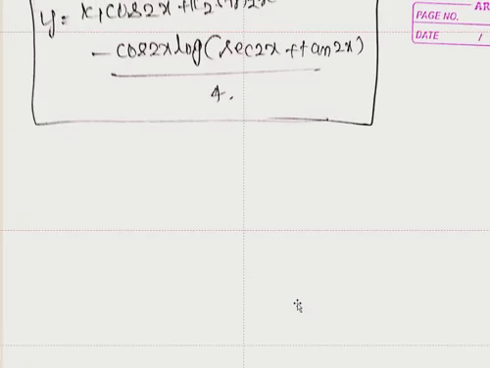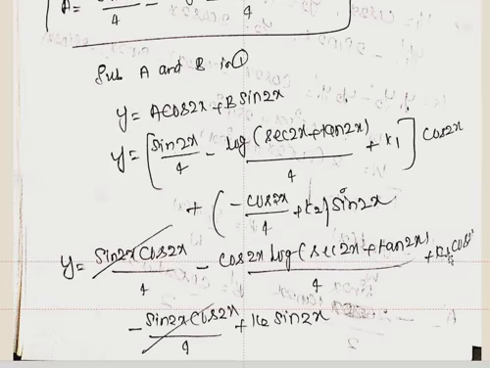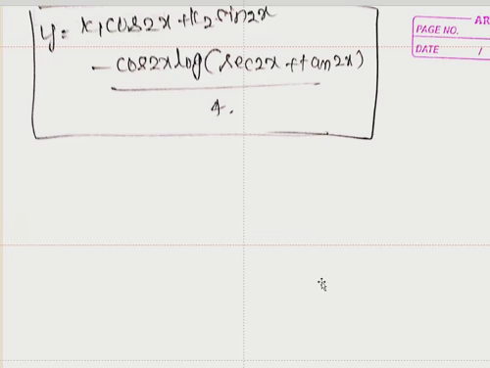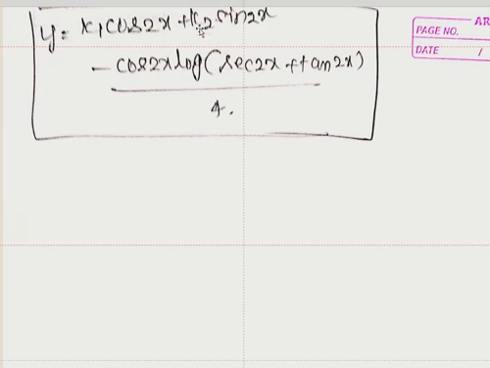Therefore, we get k1 into cos 2x plus k2 into sin 2x minus cos 2x into log of secant 2x plus tan 2x divided by 4. Therefore, y is equal to k1 cos 2x plus k2 sin 2x minus cos 2x into log of secant 2x plus tan 2x divided by 4.